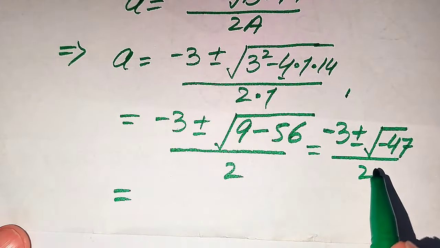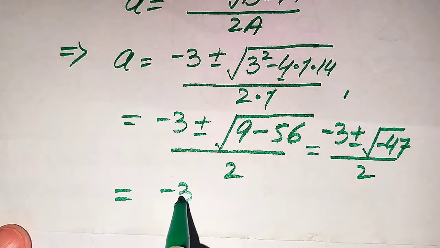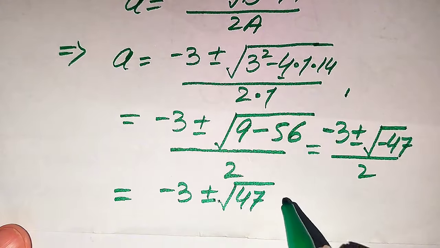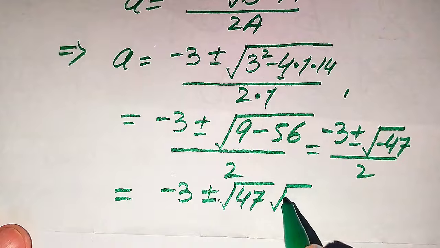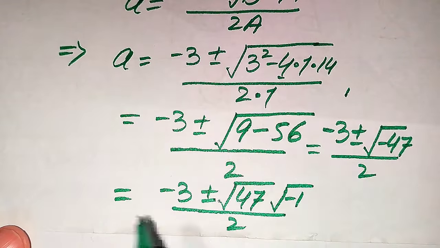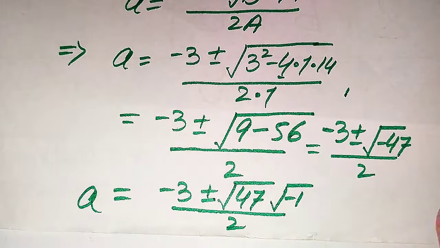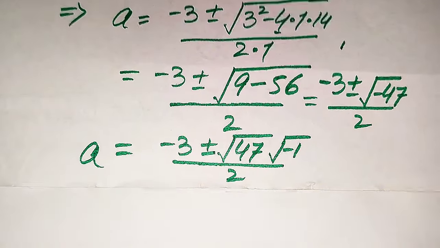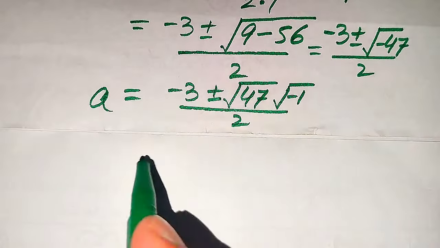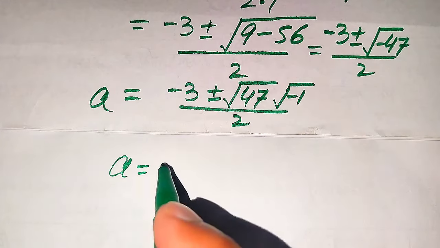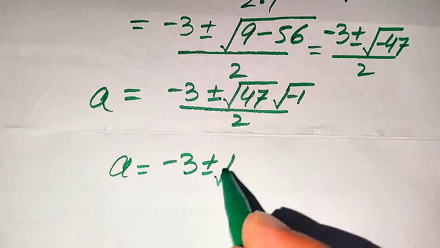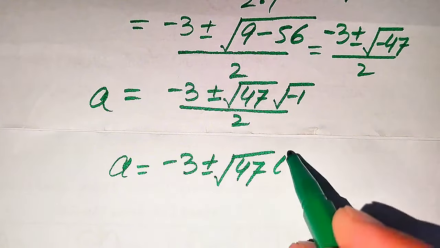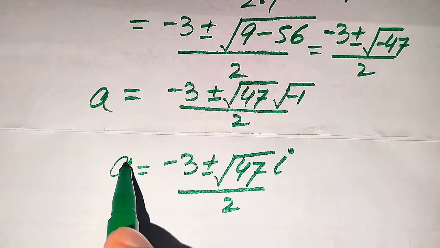So here we need to apply the square root separately on both of these values, and it becomes minus 3 plus minus square root of 47 into square root of minus 1, divided by 2. So this is the value of our a. Further, we move towards the final step of this question, and our final answer is that a is equal to minus 3 plus minus square root of 47 into, this square root of minus 1 becomes iota, and it is divided by 2.